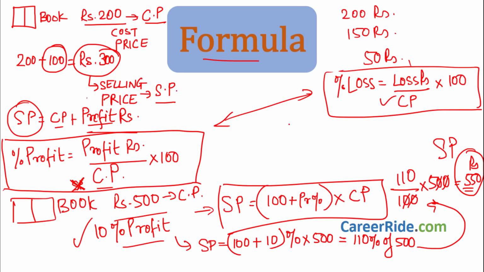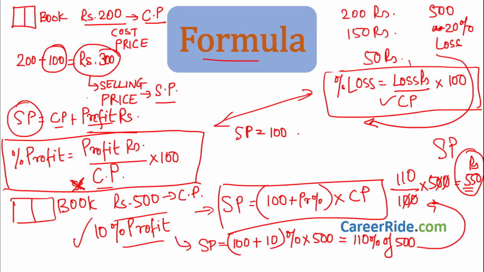Same way for loss. If someone says, okay, the cost price of a book was 500 rupees and I sold the book at a 20% loss, so at what price did I sell the book? Take a look over here: selling price would be 100, that is the maximum percent. Since loss means we have lost money, money is gone, so we subtract, exactly opposite that of profit. Loss percent, multiplied by cost price, just like the previous formula.